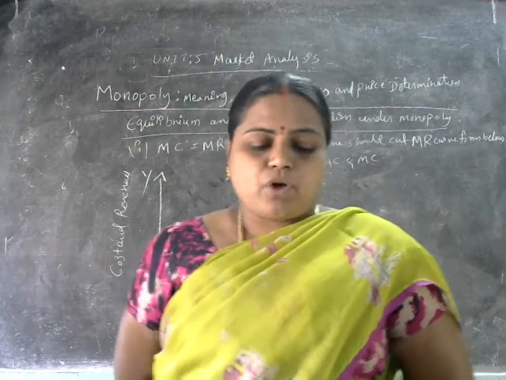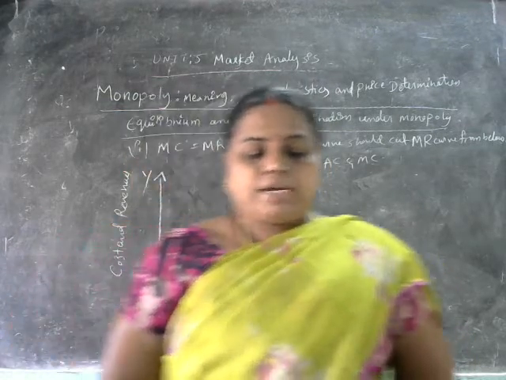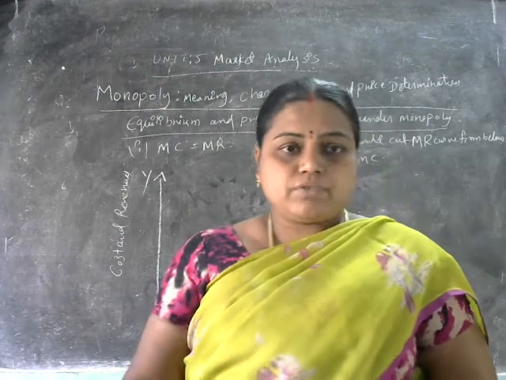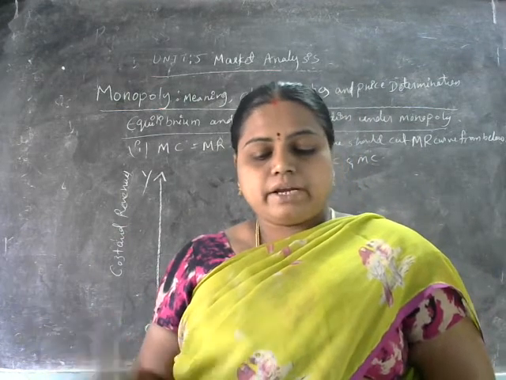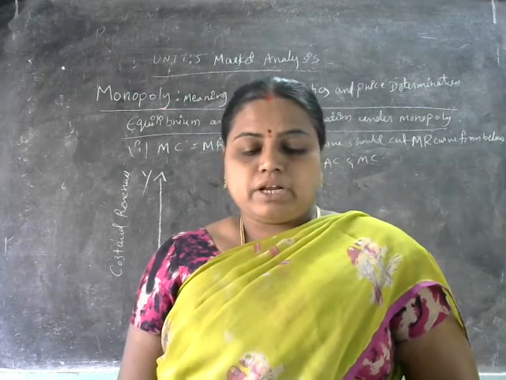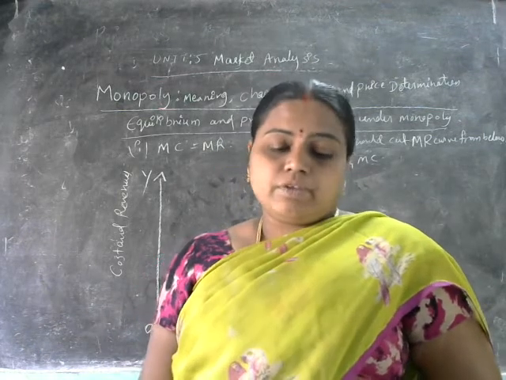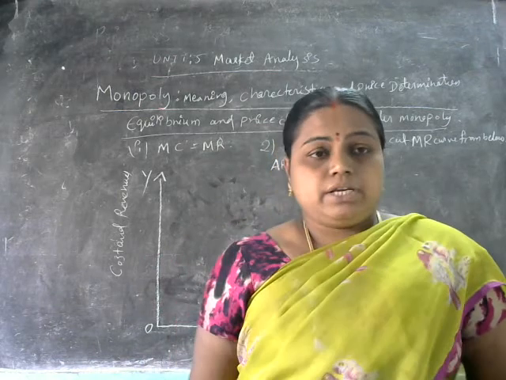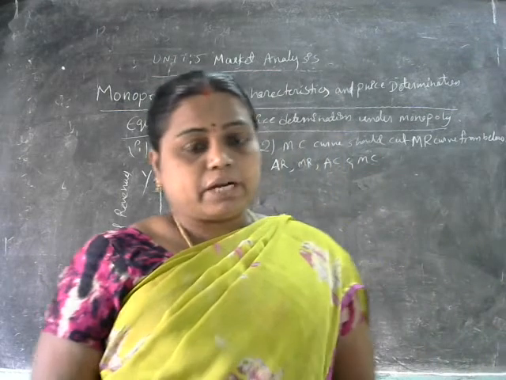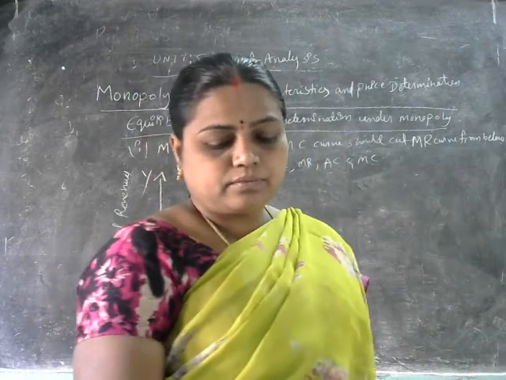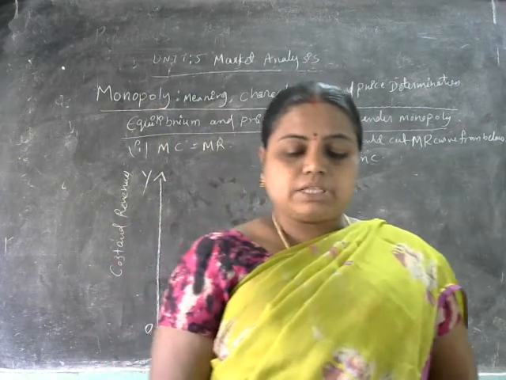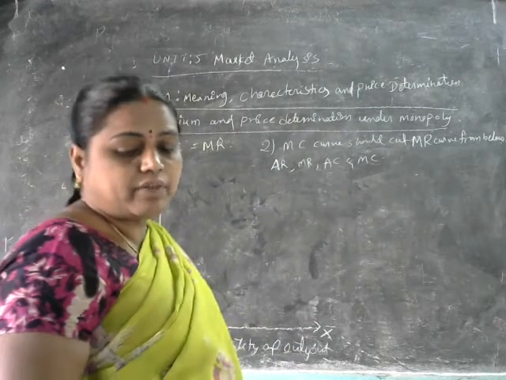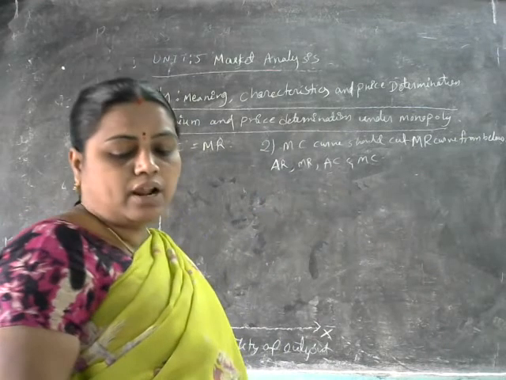So his profits will be maximum and he will attain the equilibrium level. If the profits are maximum, he is going to attain the equilibrium at that particular level here. So at that particular level, marginal revenue is equivalent to marginal cost here.